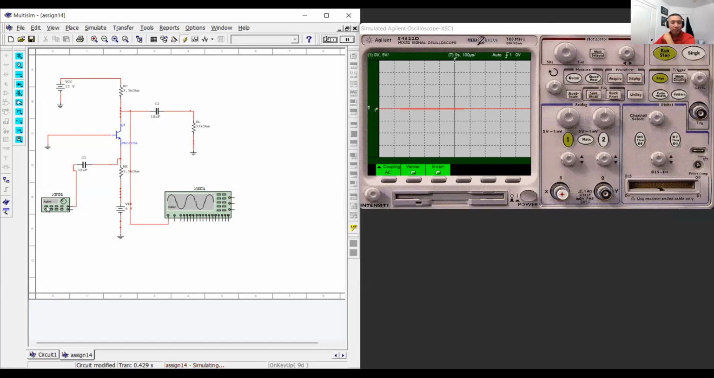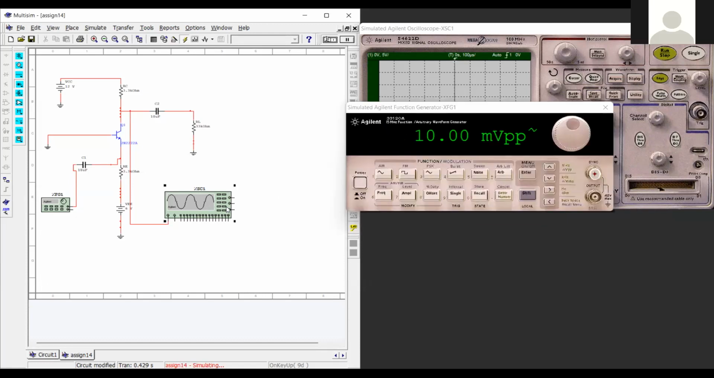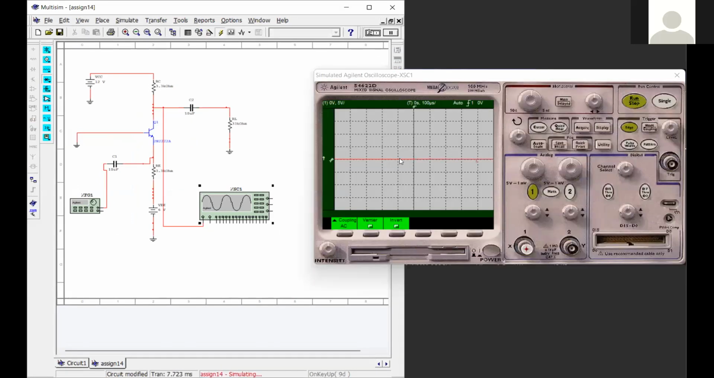Okay, so I got the circuit set up. I'll show you the generator real quick. So I think it's all set, right? And here's my oscilloscope. Let me turn it on. Okay. And I just have this flat line here. Do you see what's wrong in the circuit or what I'm doing wrong here?